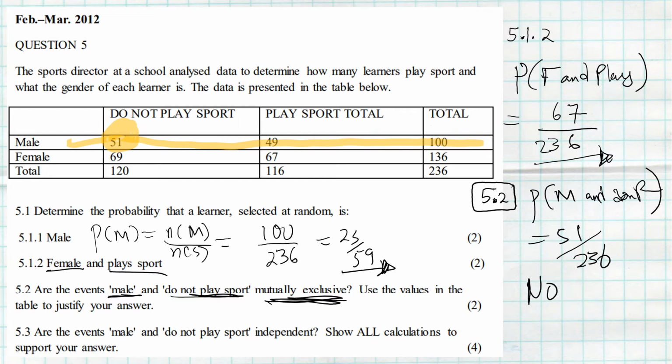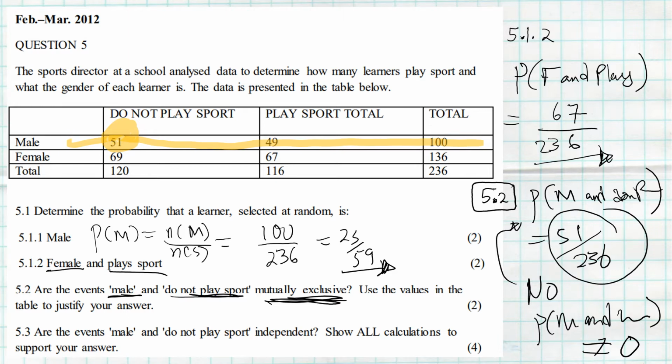And why are we saying no? It is because the probability of male and do not play sport is not equal to 0, meaning that there's actually an intersection between the two. If they're mutually exclusive, there is no intersection. But in this case, we can see there is an intersection. 5.3, very, very important question.